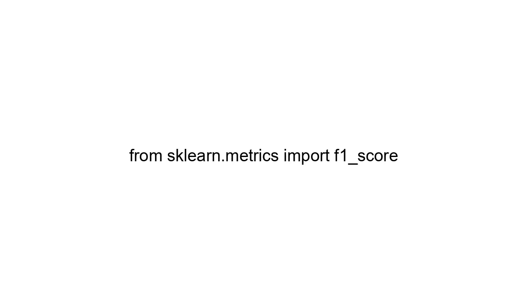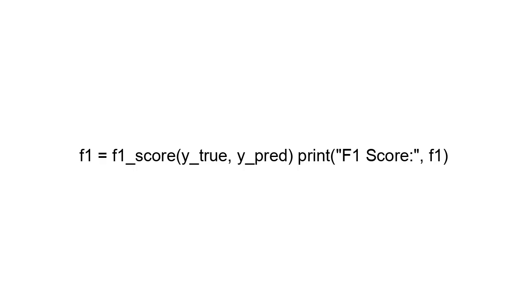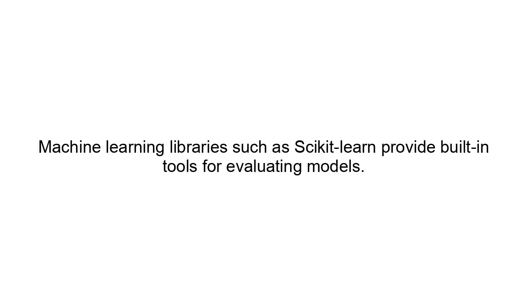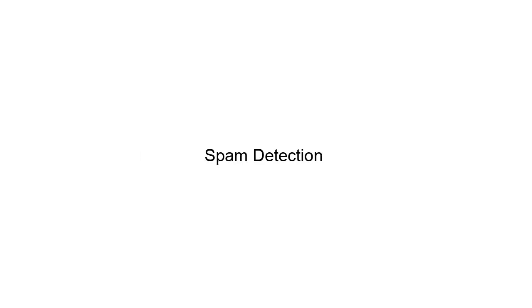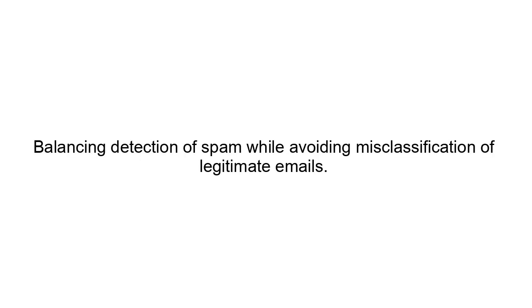Example Python code. Example F1 score calculation using Python. From sklearn.metrics import f1_score. f1 equals f1_score(y_true, y_pred). print("F1 score:", f1). Machine learning libraries such as scikit-learn provide built-in tools for evaluating models.